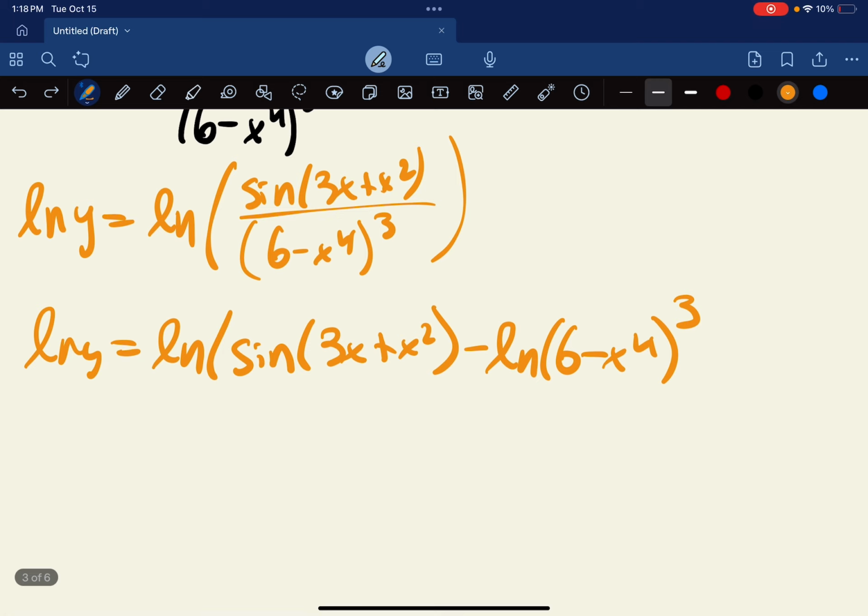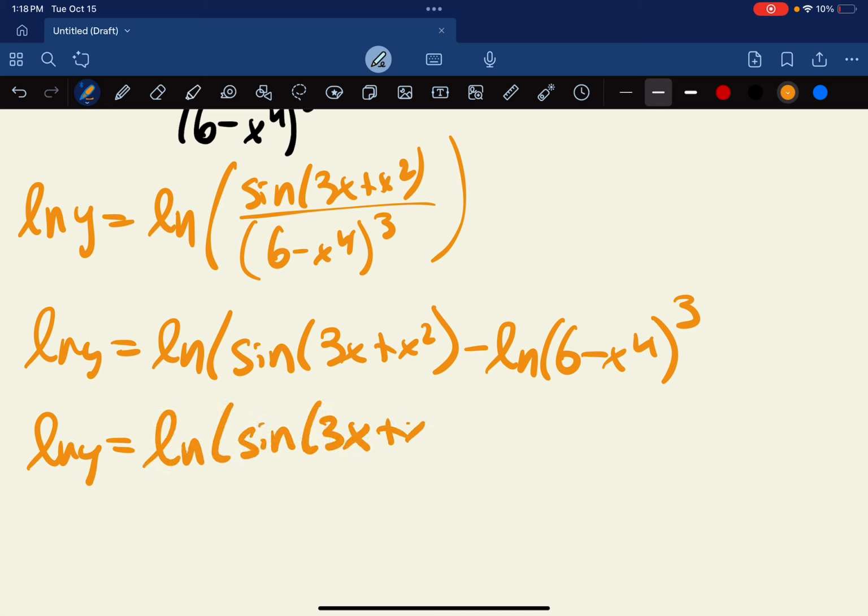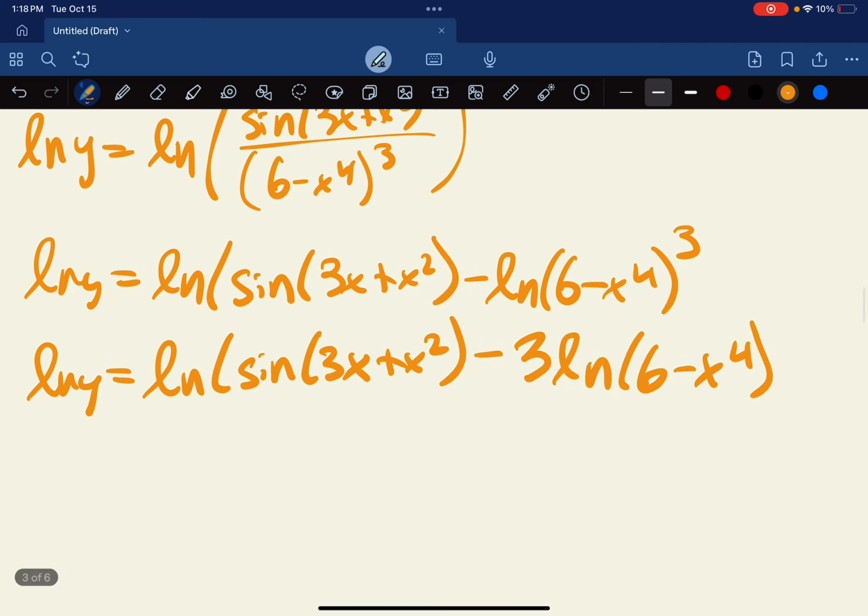So then we'd say, all right, ln y equals, this term stays the same, right, because the whole thing isn't to an exponent, right? But this term, the whole thing is to the third power, so that becomes 3 ln of 6 minus x to the fourth. So now we're ready to take the derivative.